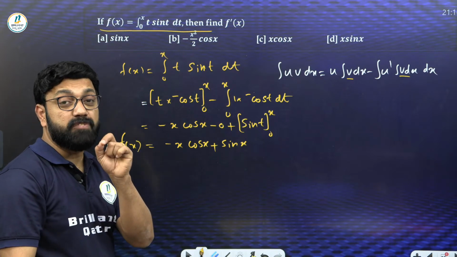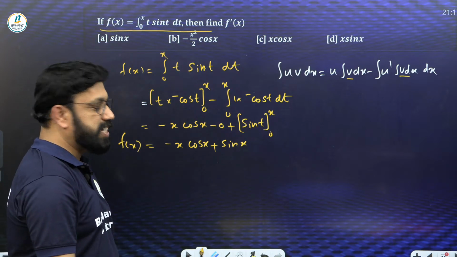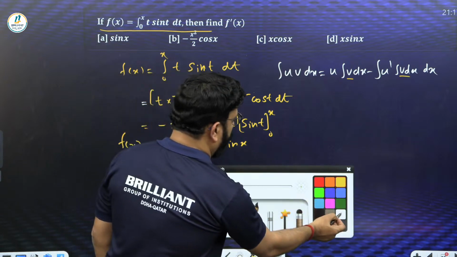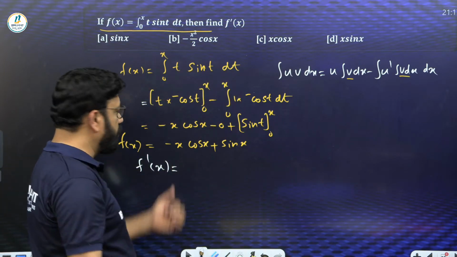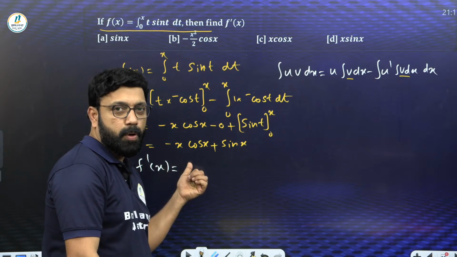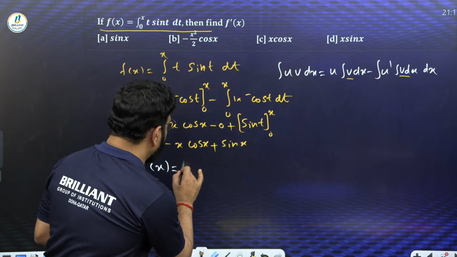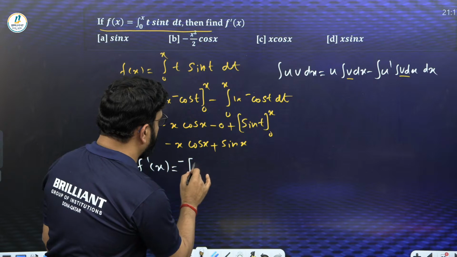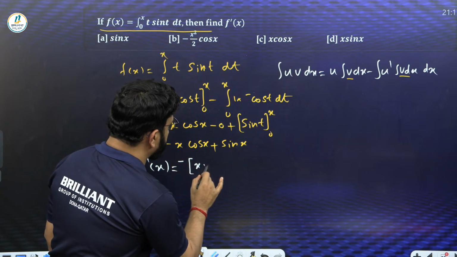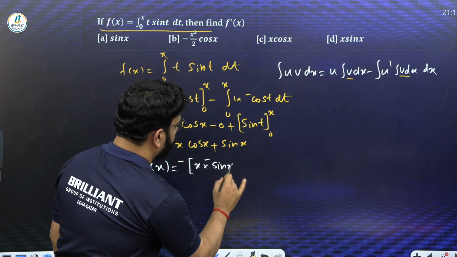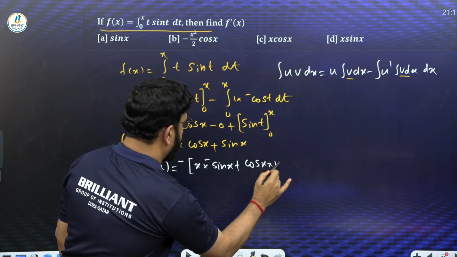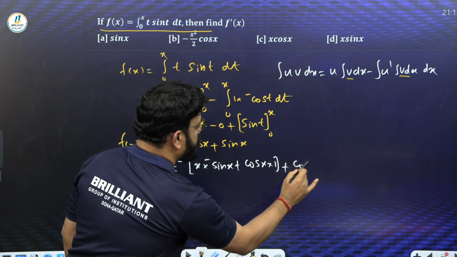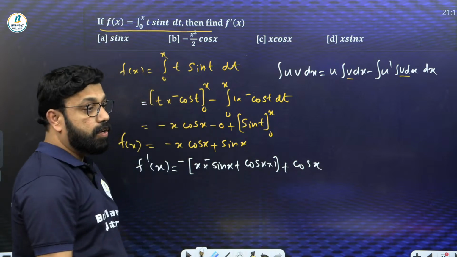We want to find f dash x, the derivative of f of x. Again we use the product rule. Keeping the negative outside: x derivative, or x into the derivative of cos x, which is minus sin x, plus cos x into the derivative of x, which is 1, plus the derivative of sin x, which is cos x.